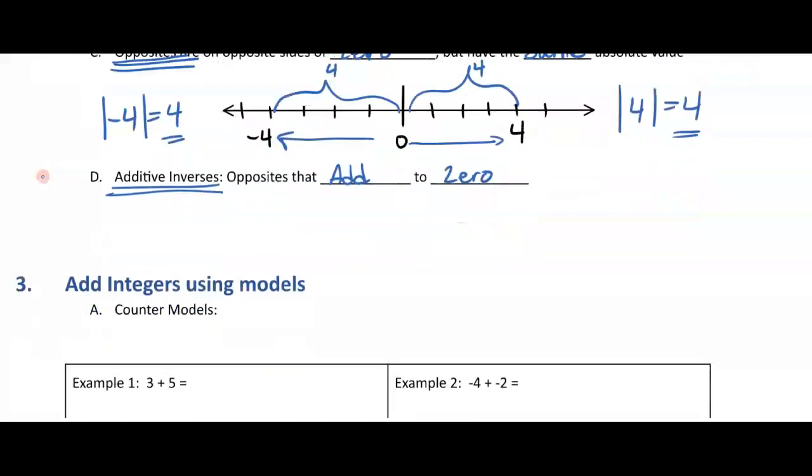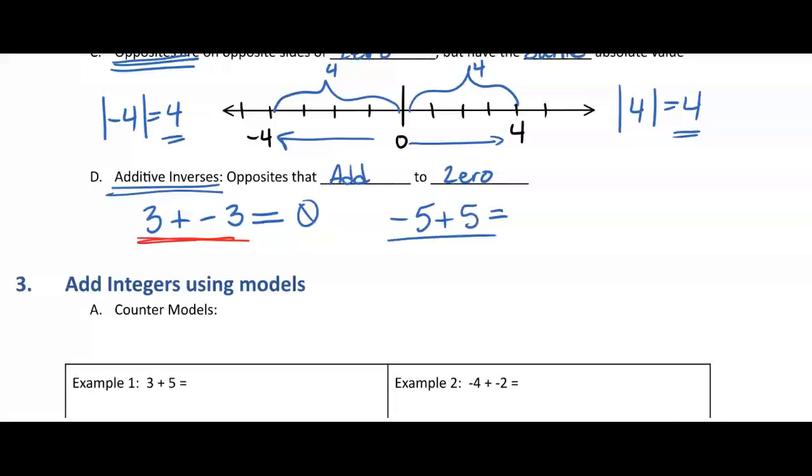For example, 3 plus -3. This pair of numbers are additive inverses because they equal 0. There we go. -5 plus +5 are additive inverses. So what would be the additive inverse of 6? 6... oh, 6 plus 6 is 12.